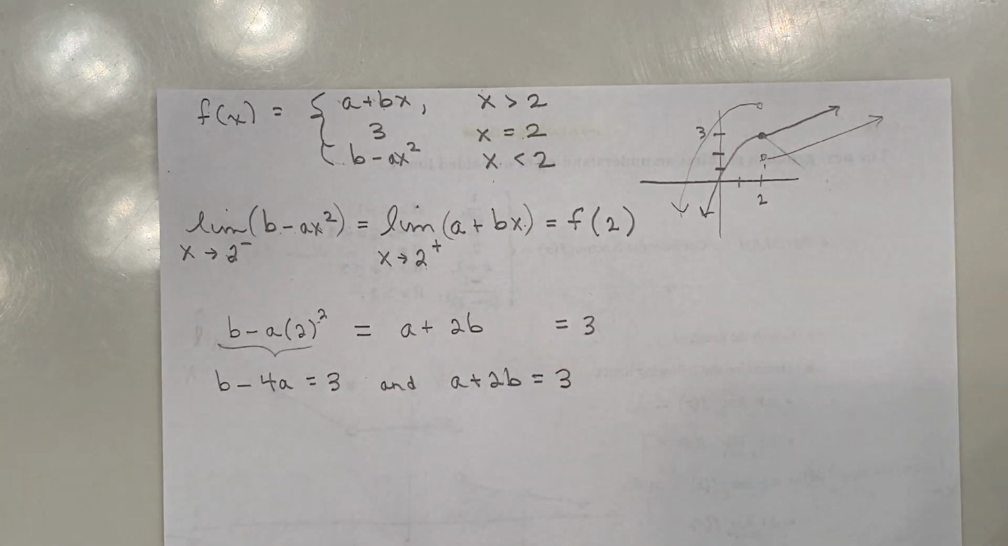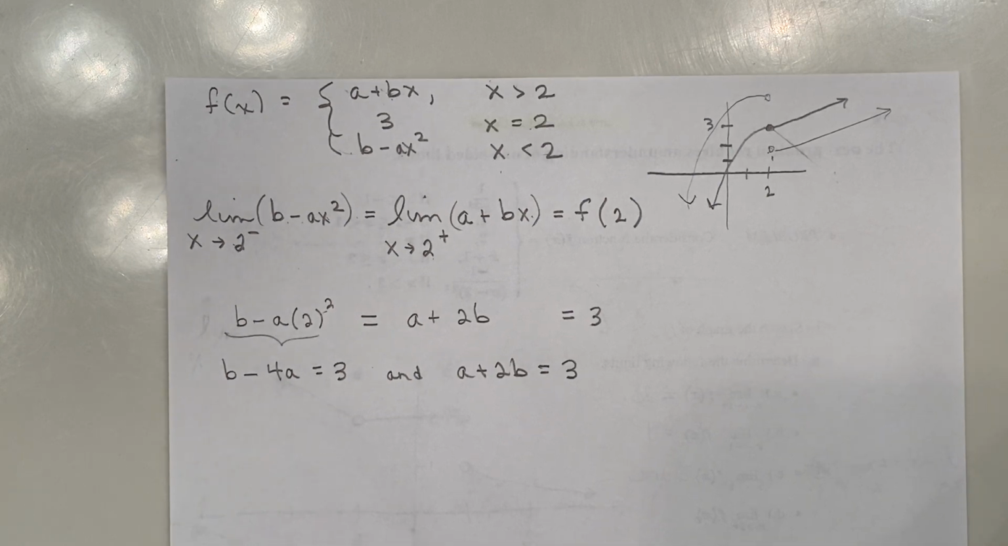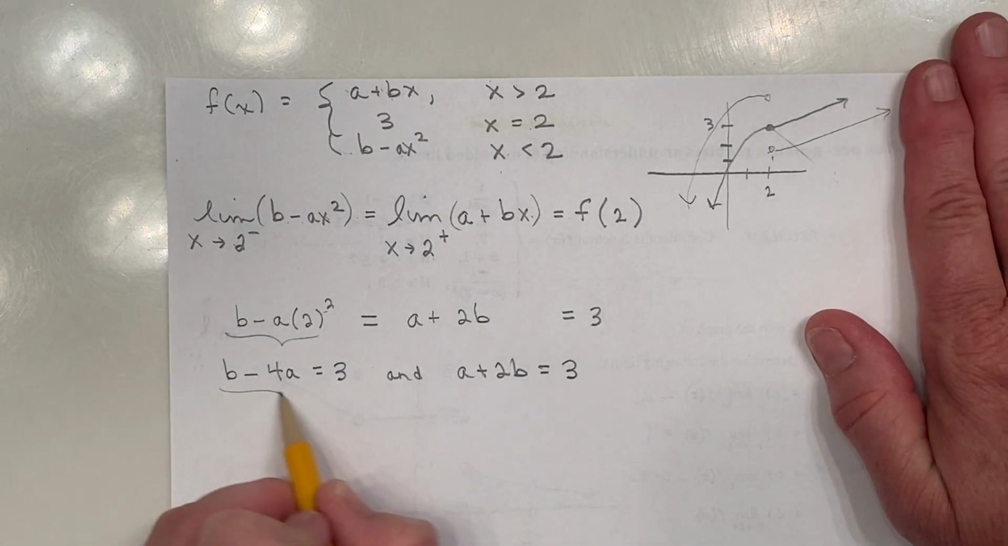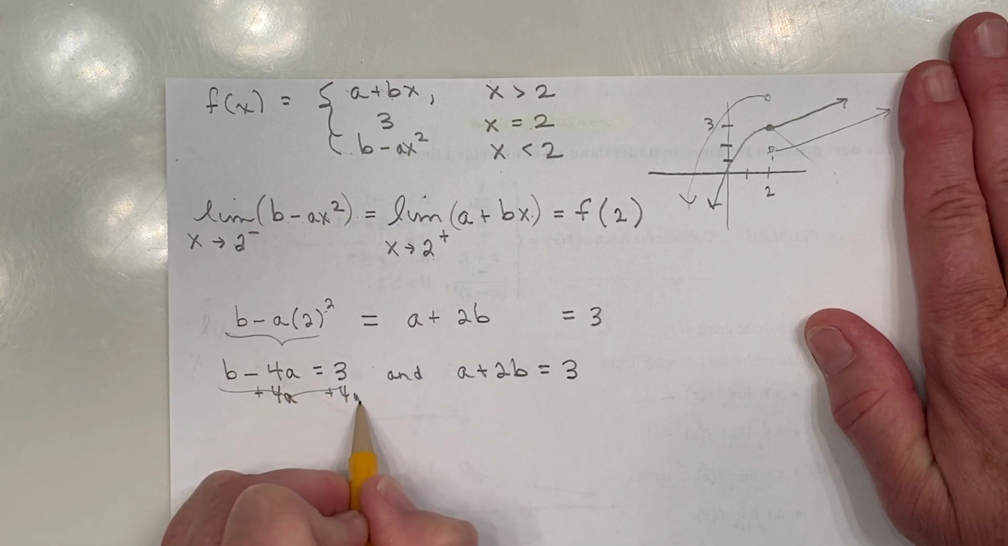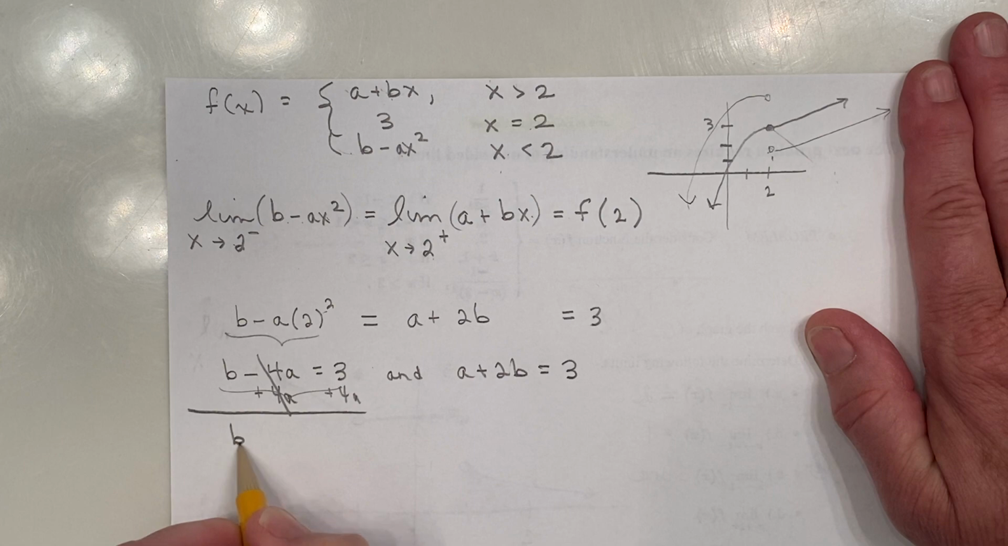Well, I guess thinking back to Algebra 2, there's different ways to solve this. You could do the substitution method, or you can do the linear combination, also known as the elimination method. It really just depends upon what you want to do. I see that it would be easy to take this equation and add 4a to the other side and get b by itself. So b equals 3 plus 4a.